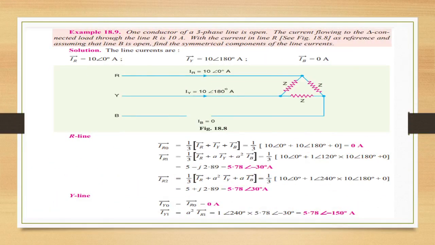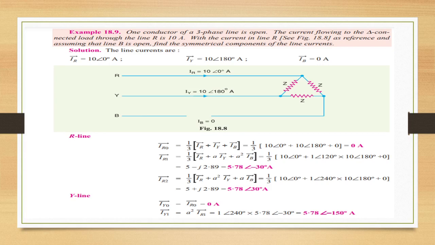Next numerical. One conductor of a three-phase line is open. Current flowing to the delta connected load through the line R is 10 amperes. With the current in line R as reference and assuming that line B is open, find the symmetrical components of the line currents. Line currents are IR is 10 angle 0 degree amperes, IY is 10 angle 180 degree ampere, IB is 0 amperes. So in R line, we are calculating IR0, IR1 and IR2.